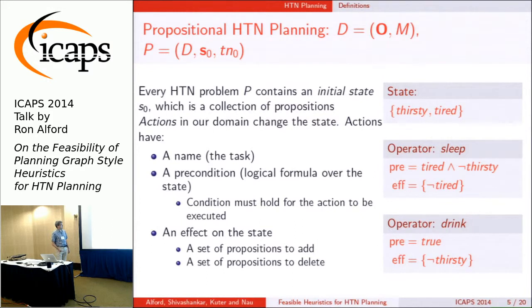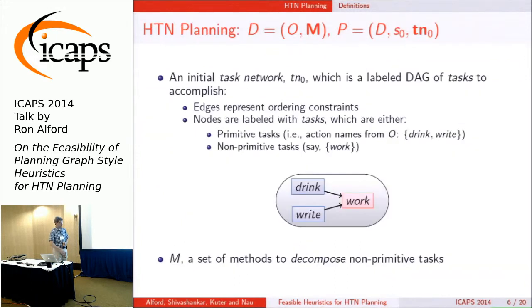So formally, every HTN problem consists of an initial state. This is propositional planning, propositional HTN planning, because we're talking about heuristics here. Every problem contains an initial state, which is just a collection of propositions. Actions will change the state, and they will have a name, which corresponds to the primitive task, a precondition, which is just a logical formula over the state that needs to hold for an action to be executed, and an effect on the state, which is just a set of propositions to add or delete. Most of you should be very familiar with this.